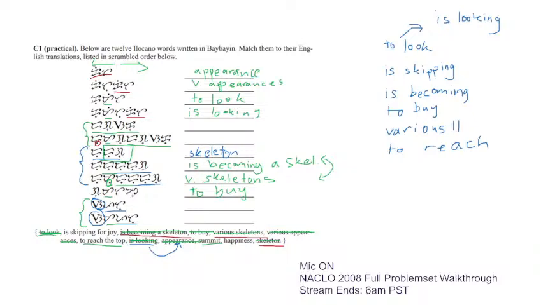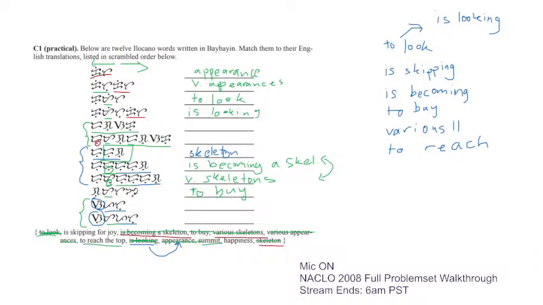To look, is looking. Various appearances. So this is various skeletons here, is this one. I think various skeletons is this one, actually, because it's got the little star marking thing. I'm not sure, though. This problem is one that I'm not very sure about. That's okay, though. We'll figure it out. There's this one. Okay. So I think both of these might be plural. This one and this one.